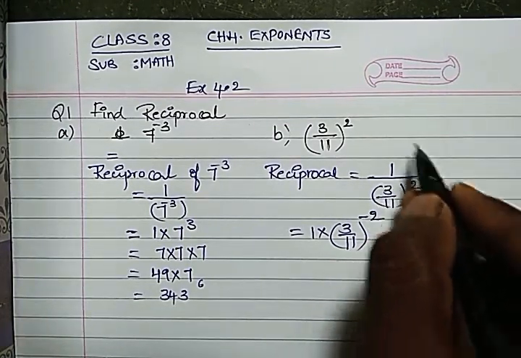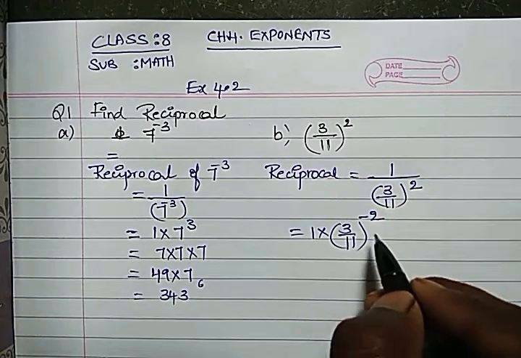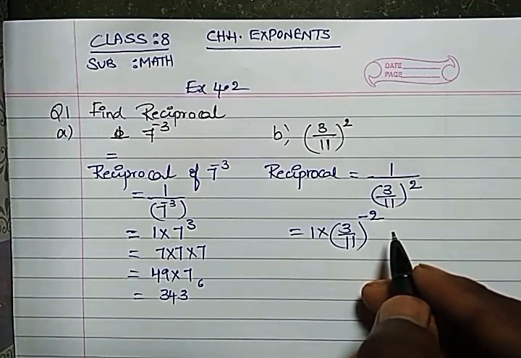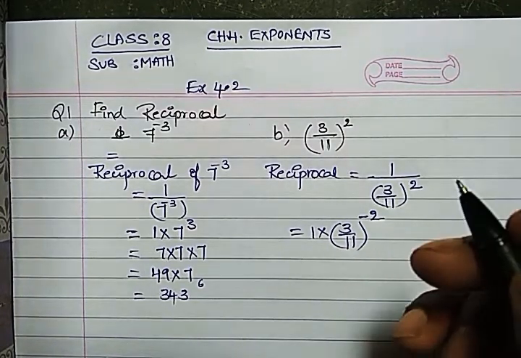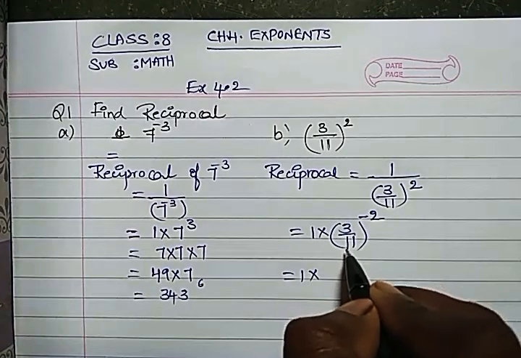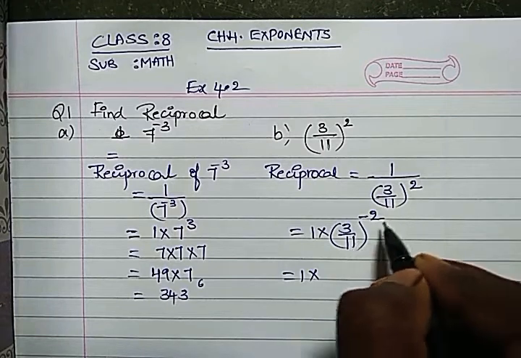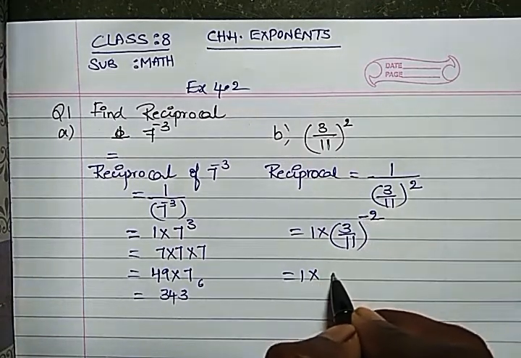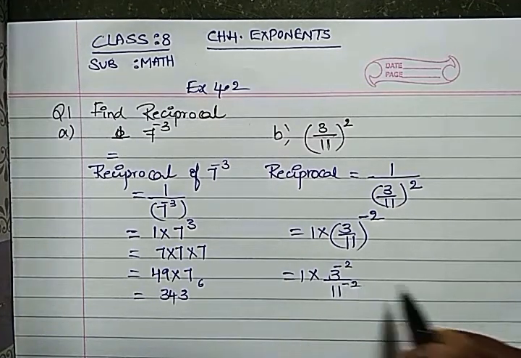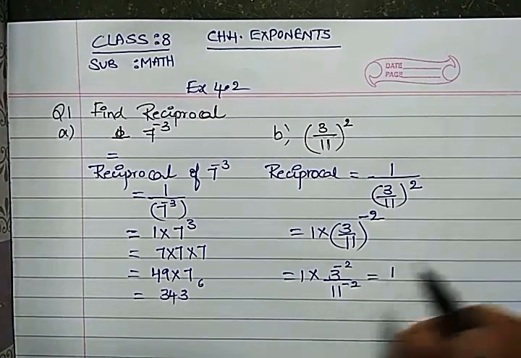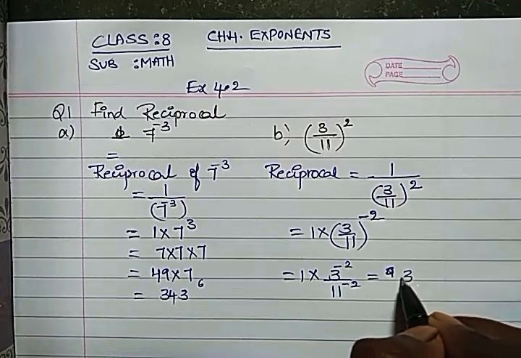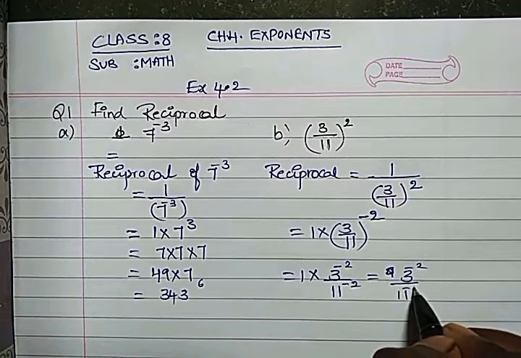When the whole denominator comes to the numerator position, the sign of the exponent will be changed. If it is minus, it converts into plus. If it is plus, it converts into minus. After this, 1 into 3 by 11 power minus 2, so it is 3 power minus 2 by 11 power minus 2. 1 into everything is the same, so I am not writing 1 now.